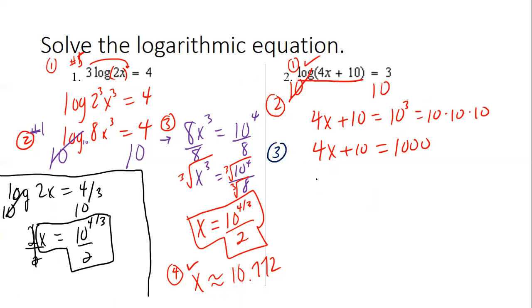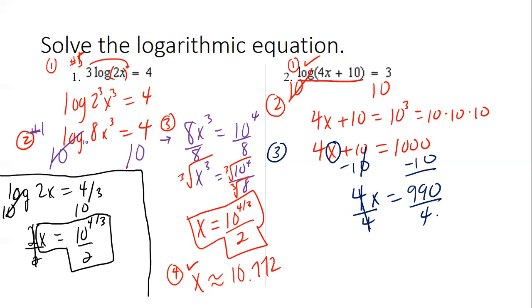So step 3. What do we need to do to get x by itself? What's the first thing I need to do to get x by itself? Subtract 10. So we have 4x equals 990. Nope. Raw footage. All right. Now what do I do? Now I divide by 4.